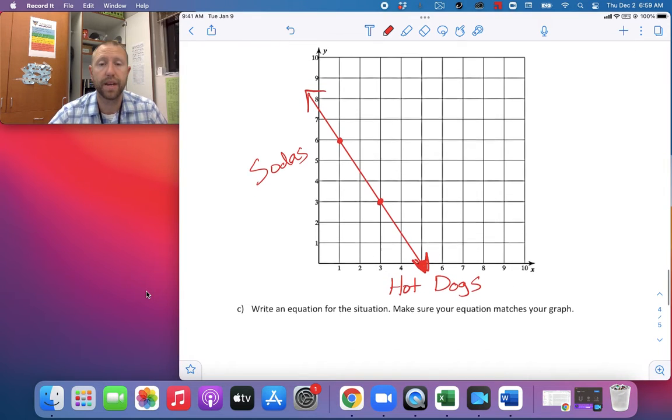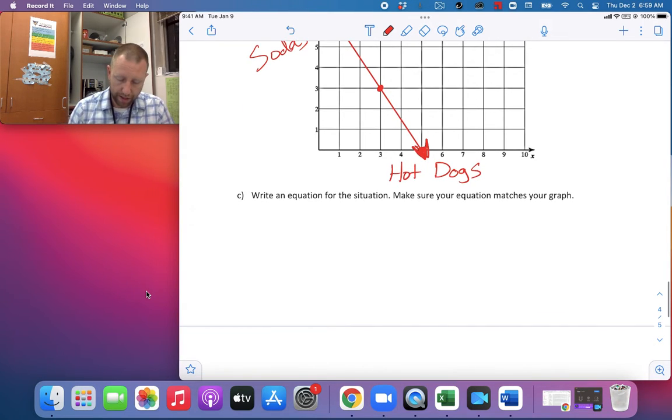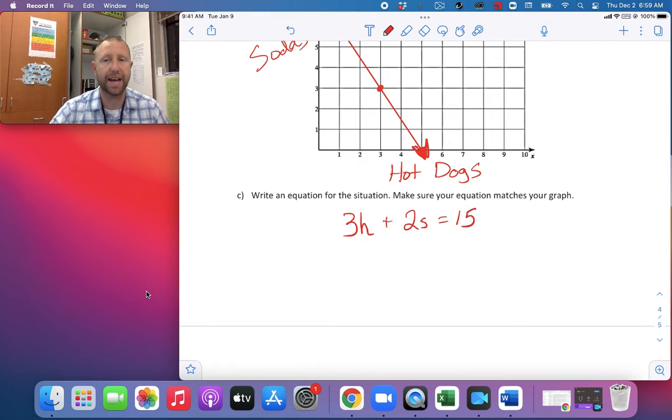All right. And then this was the hard part, write an equation for this situation. So this was a little different. Okay. I'm actually going to use what the hot dogs cost, which was $3, and multiply that by how many hot dogs she buys or is able to buy, plus the cost of the sodas, which was $2, multiplied by the number of sodas that she was buying. And that has to equal the total amount of money that she has to spend.